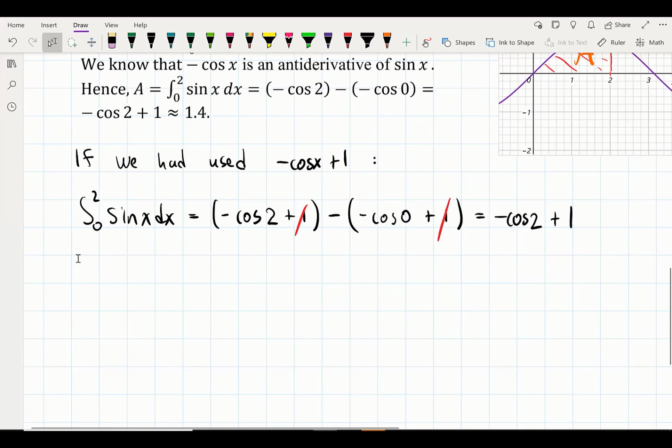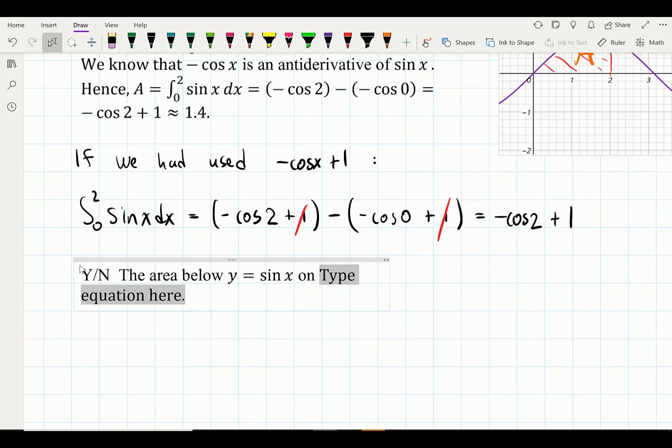Let's see. Let me ask you all a quick yes or no question. So the area below y equals sine x on, how about 0 to pi, is 2. Yes or no, folks? Everyone hit the yes or no button.